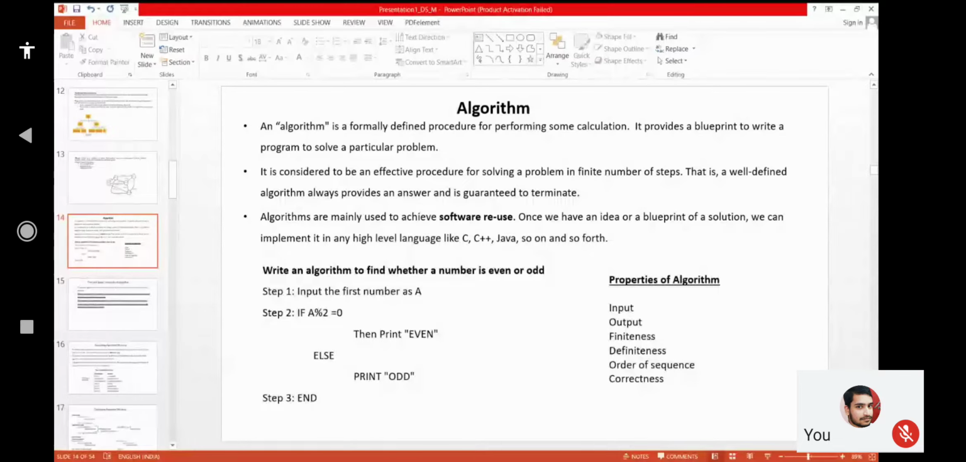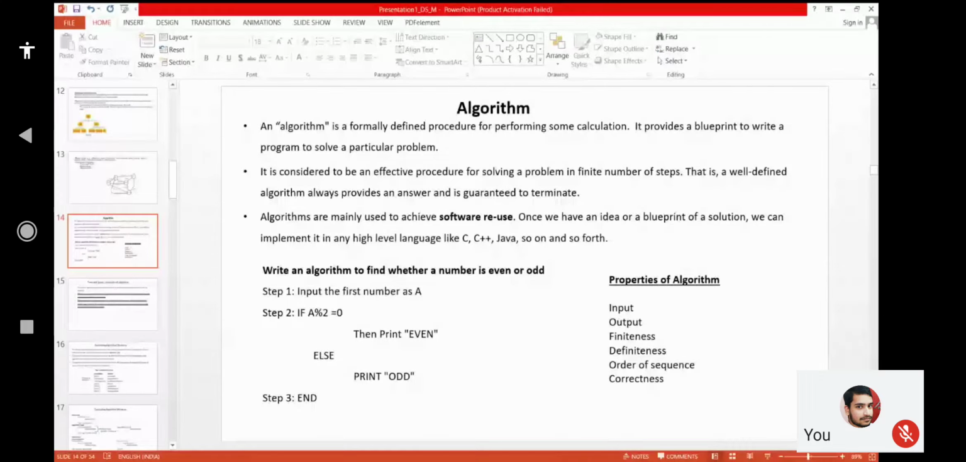Now, if we belong to the computer science department, then our definition will be something different. So what will be our definition? It's a sequence of instructions that takes some input, processes those inputs, and produces some output. That is algorithm. No need to memorize. Just think, you can answer anytime, anywhere.